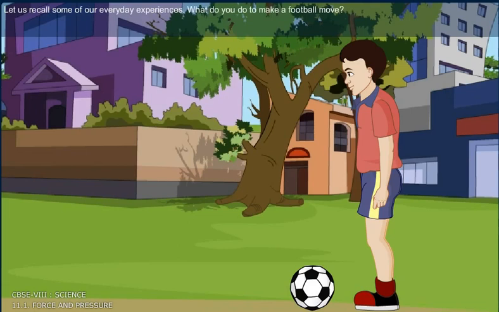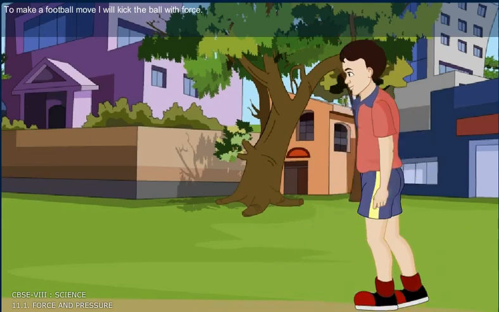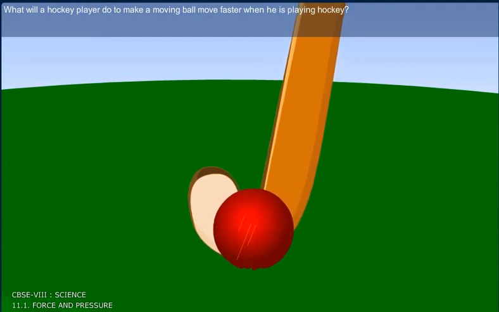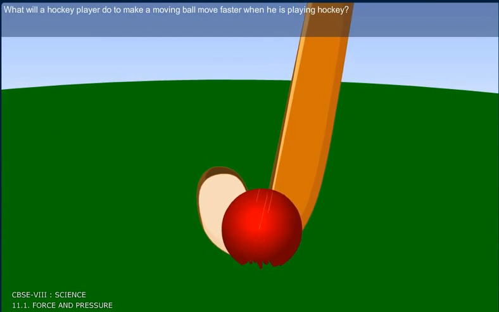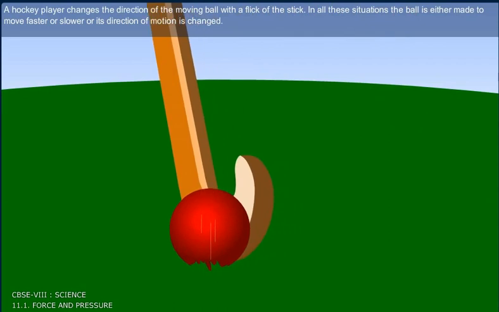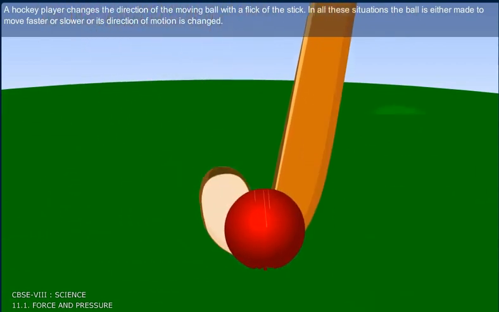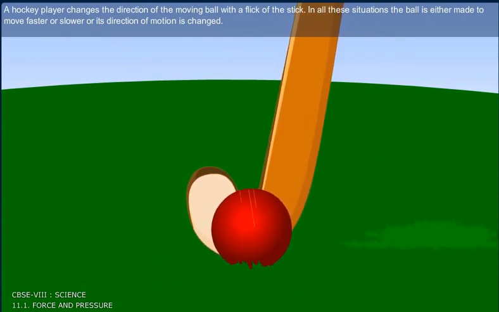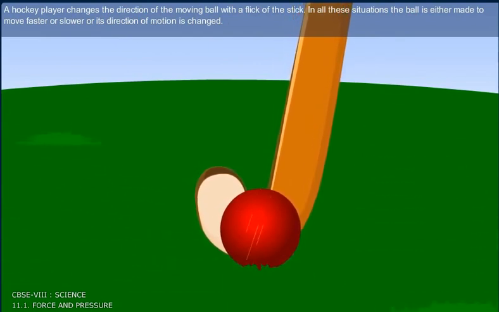Let us recall some of our everyday experiences. What do you do to make a football move? To make a football move, I will kick the ball with force. What will a hockey player do to make a moving ball move faster when he is playing hockey? A hockey player changes the direction of the moving ball with a flick of the stick. In all these situations, the ball is either made to move faster or slower, or its direction of motion is changed.